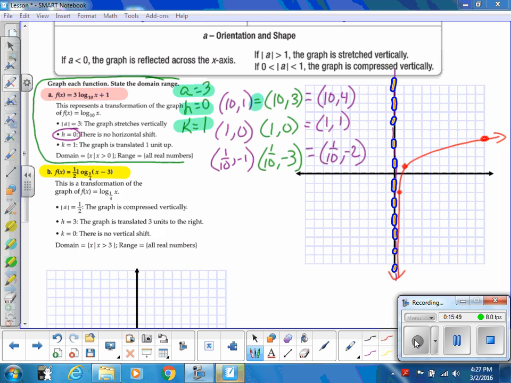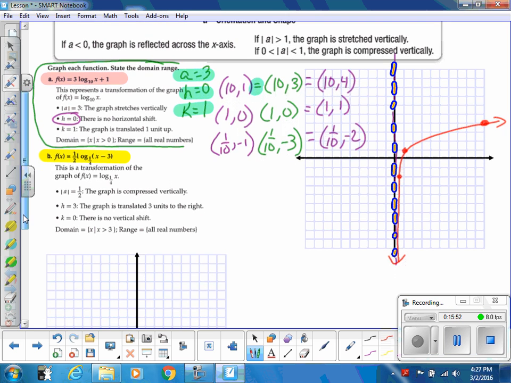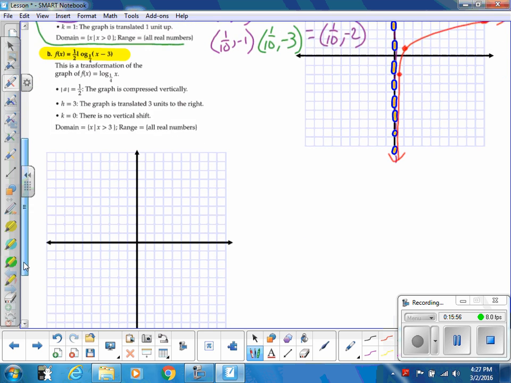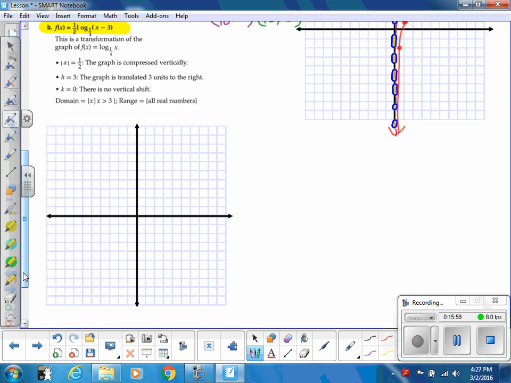Okay? And again, if you need to stop and replay, stop and replay. So, same process is going to go for this guy. First thing I want to find is my B and find my original points. Well, if I have 1/2 log base 1/4 of x minus 3, my base is 1/4. So, I've got 1, 0, 1/4, 1, because it's B, 1, and then 1 over B, 4, -1.